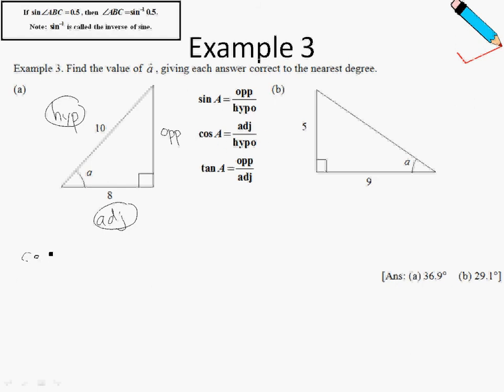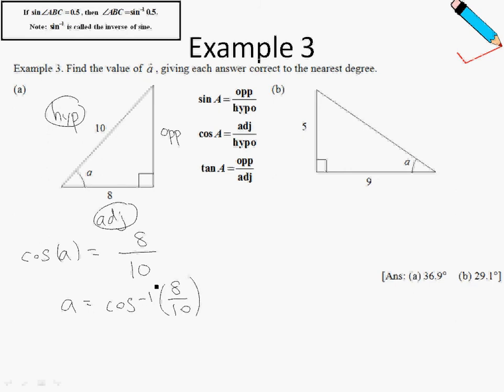So cosine of angle A will be equals to adjacent, which is 8, over 10. Remember what we learned at the start of chapter 3.2. To get the angle, we just take the inverse of the function. So A will be equals to cosine inverse 8 over 10.